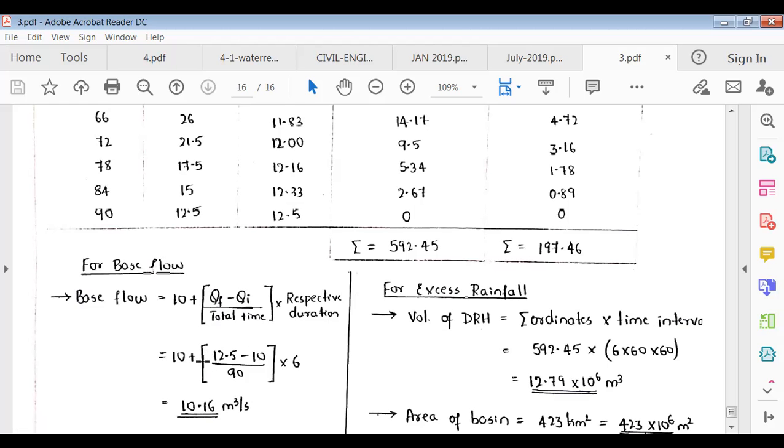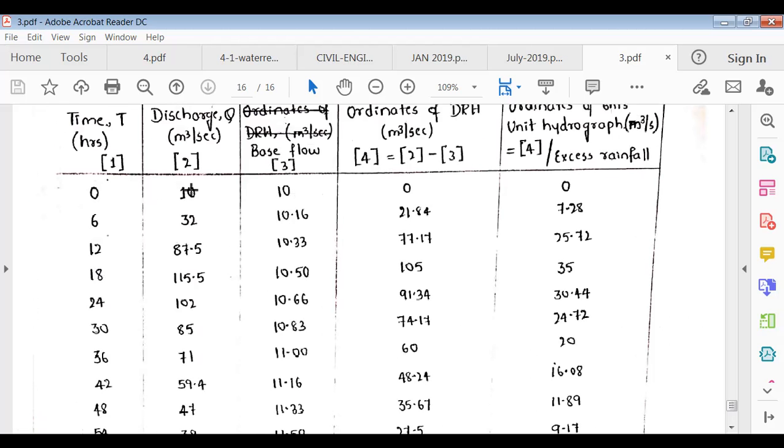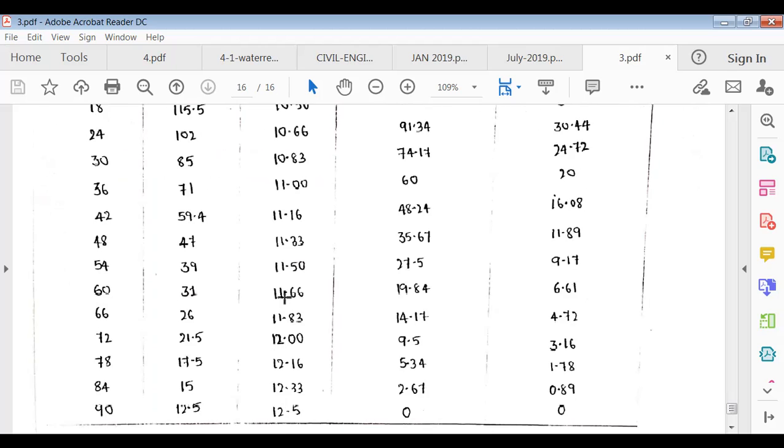Now this value should be added to all of these. So the first value 10 should remain 10 only. Then for this 10 value, we'll go on adding the base flow, that is 10 plus 0.16, which is 10.16. Then again for this 10.16, add 0.16 to get 10.33, plus 0.16, 10.5, plus 0.16, and so on. Go on adding.